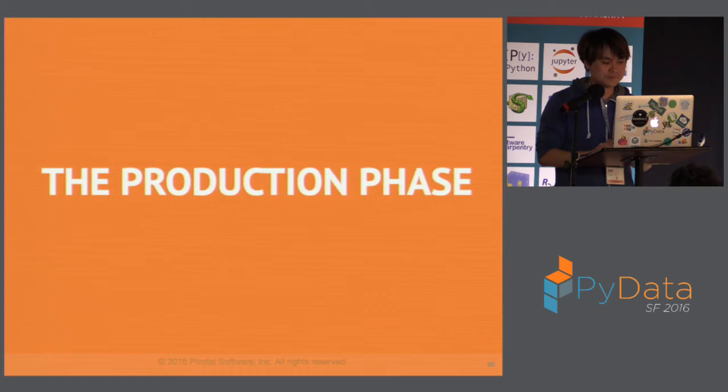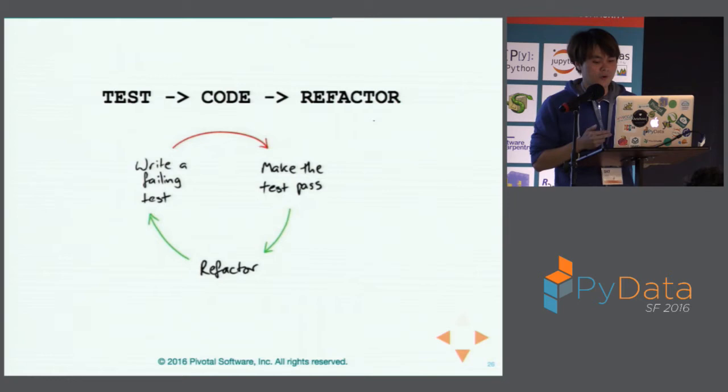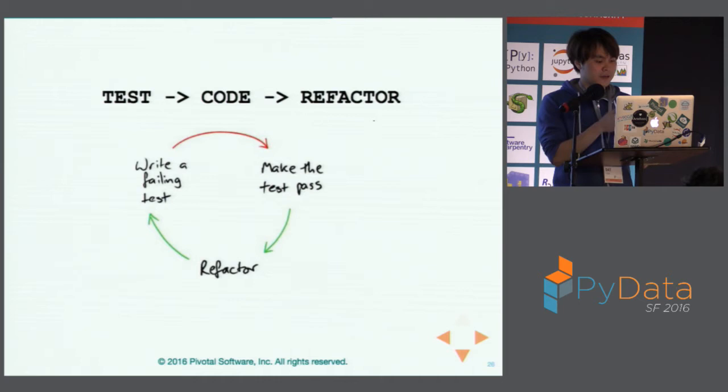The next phase that we have is called the production phase. At this stage, we start to do test-driven development. This is really good because TDD helps to keep our code base clean and trustworthy. The usual flow is like this: we write failing tests, and then we make the tests pass, right? Then we refactor our code, and this iteration goes again and again until we are satisfied with our code. Usually we separate the code from the exploration phase and production.